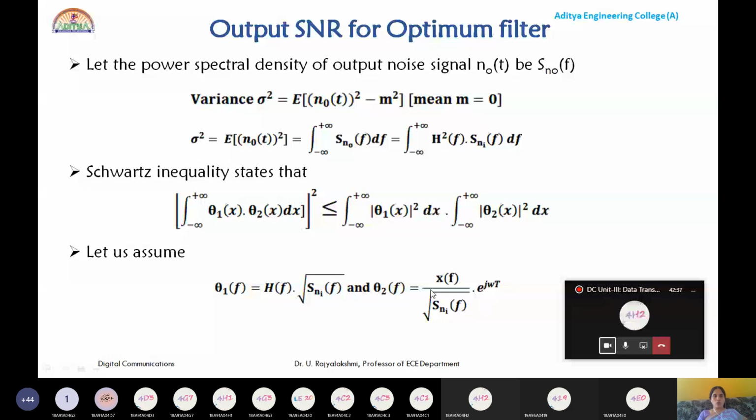See, if you multiply these two, you will get h of f into x of f into e power j omega t. Already I told you that is the output signal. In the earlier slide, I told you to remember the inverse Fourier transform of the output signal: it is the integration of h of f into x of f into e power j omega t. So if you multiply theta 1 and theta 2 in the numerator, you will get the output signal. In the denominator, if you take theta 1 of f whole square, you will get sigma square. Like that you can calculate the variance. So what is Schwarz inequality?